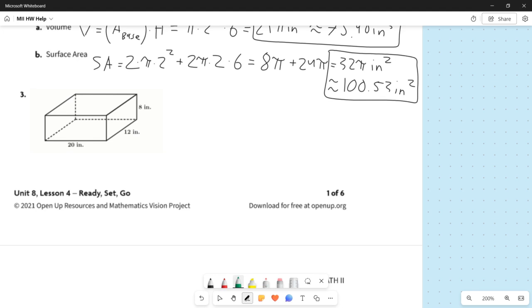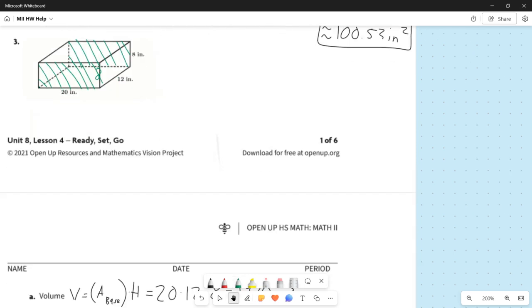Now we also have the front and we have the back of this prism. So they're still rectangles, but they're different dimensions. This time, our length is 20, and our other dimension, our height, is 8. So both of those rectangles are 20 by 8. And again, there's 2 of them.